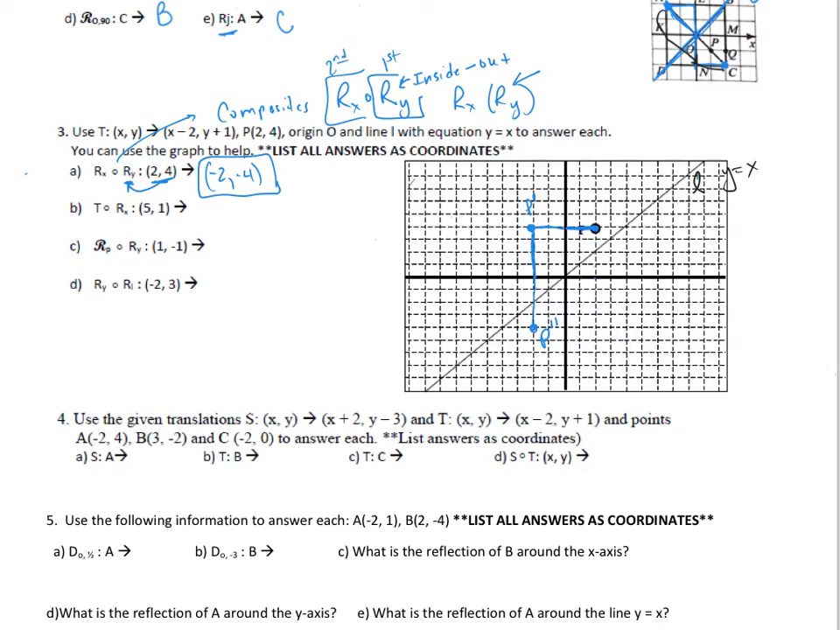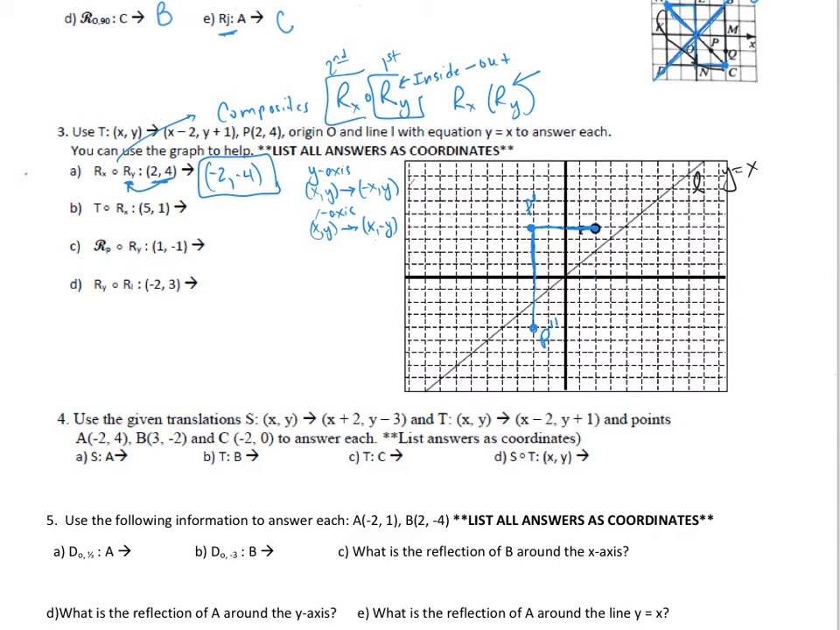There is another way you could have done this. We've learned that if you reflect about the y-axis, the xy point becomes negative x comma y. We take the opposite of the x value. And if you reflect about the x-axis, my xy point changes to be x, negative y.